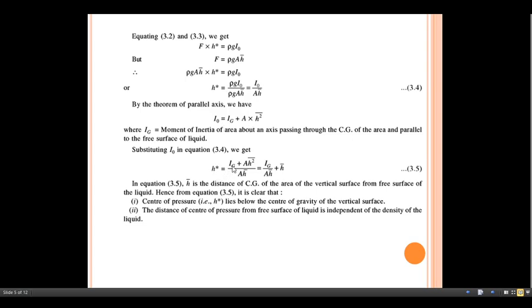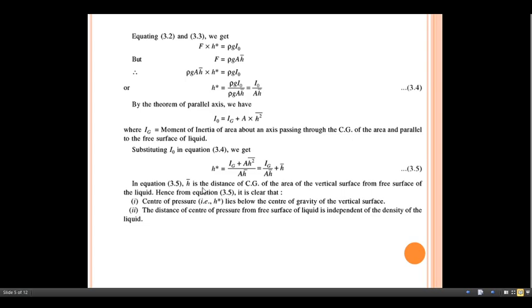So what do we get here? H star equals IG plus A h bar squared divided by A h bar. Now just separate this term: IG divided by A h bar, and here in this case one h bar gets cancelled, one A gets cancelled, so only this term remains. So this is nothing but h star equals IG divided by A h bar plus h bar.